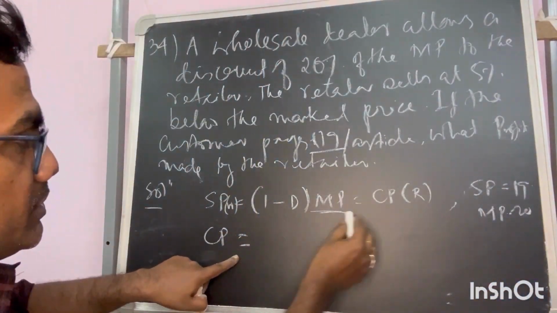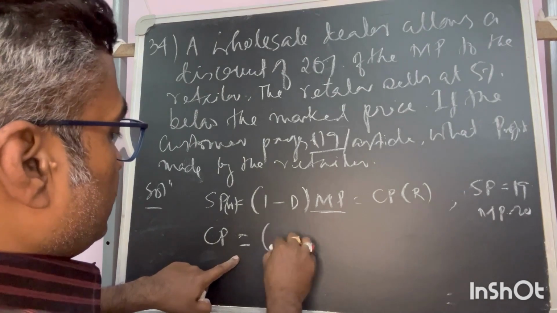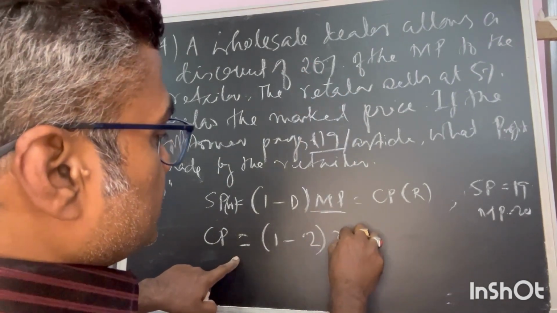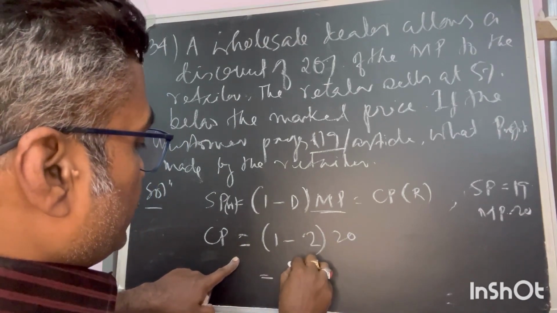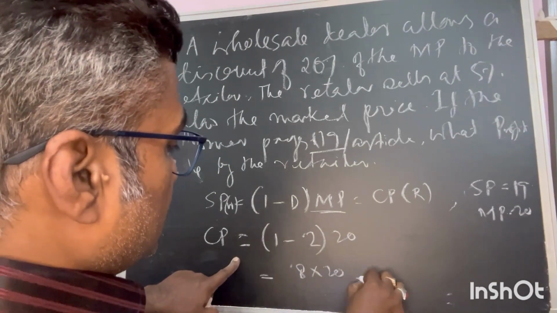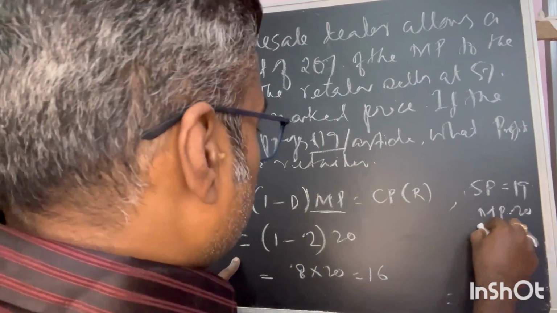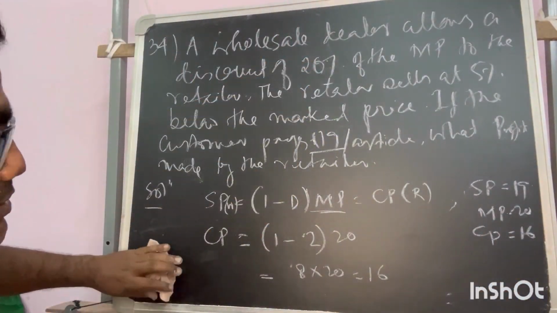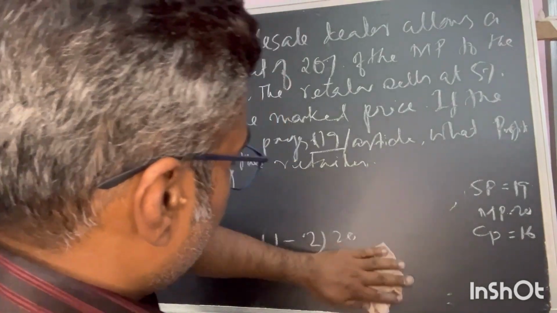So from there, the cost price for the retailer will be calculated. 1 minus discount, which is 20%, 0.2, on the marked price of 20. So that is 0.8 into 20, which is equal to 16. So now the cost price for the retailer is 16. So we have three pieces of information already.